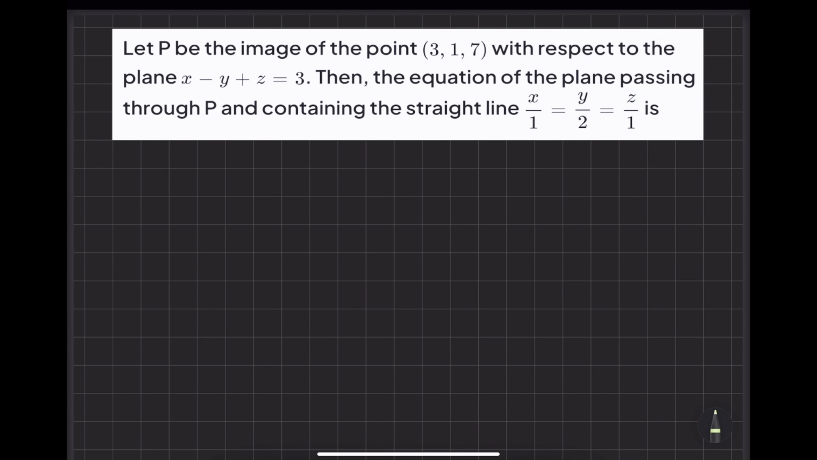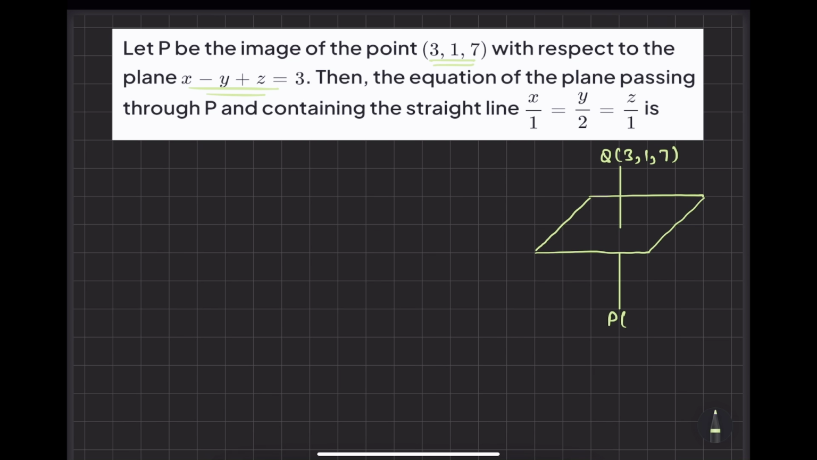So, we got hold of some new problem which says: let P be the image of the point with respect to the plane. So we are given a point and a plane, and we have to find its image. First we will try to find the image. Suppose that this is point Q (3, 1, 7), and we need to find the image. Suppose that this is Q and this is your P, and we have to find this image, correct?